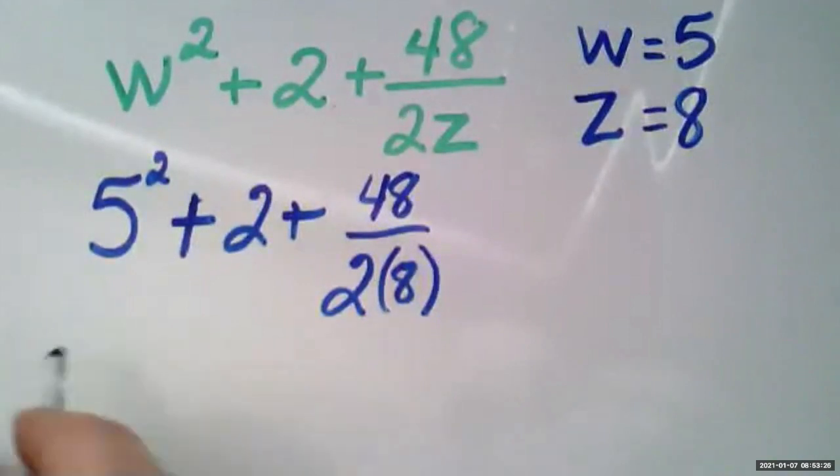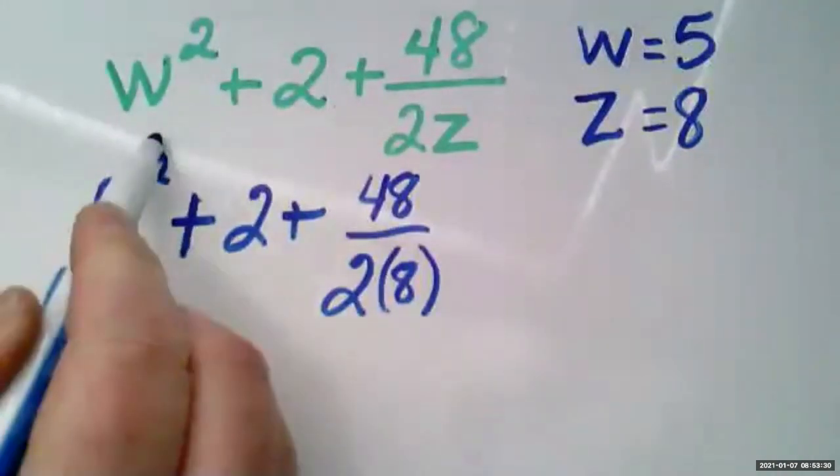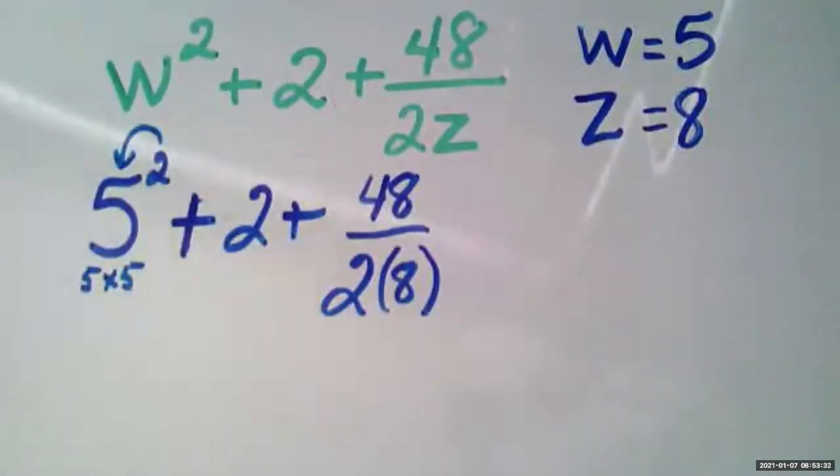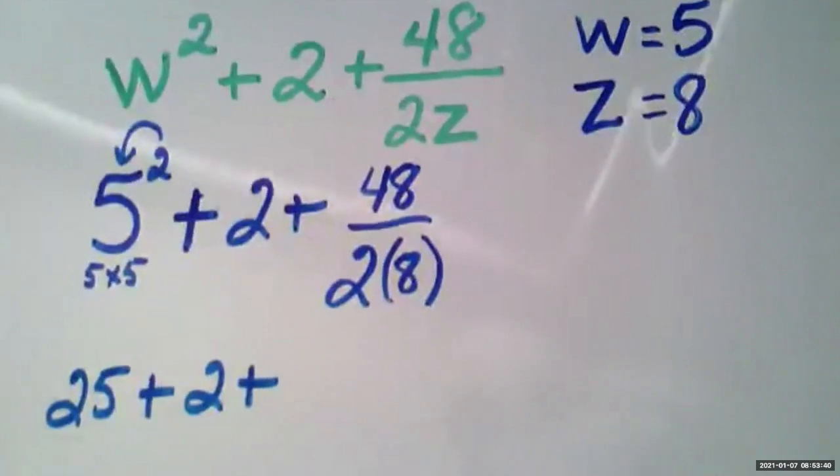Yes, thank you, Leslie. 5 squared is the same thing as 5 times 5. Remember, the little 2 tells you how many times to multiply that 5. So 5 times 5 is 25. Plus 2 plus, because the 2 doesn't change anything.